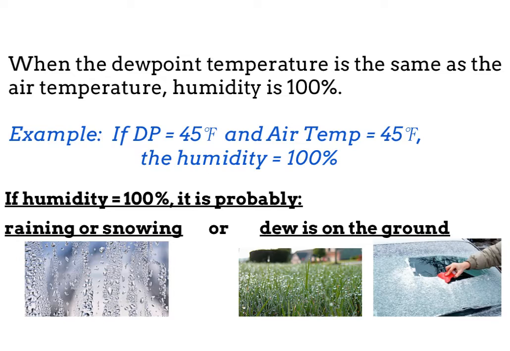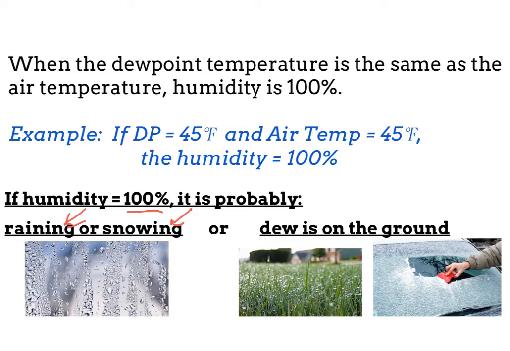Also, if it's 100% humidity, it is very likely either raining or maybe even snowing, right? Or if it's a really hot day outside, it might just be really, really sticky and humid. Or if it's not raining or snowing outside and it's not really sticky, there's probably dew on the ground.